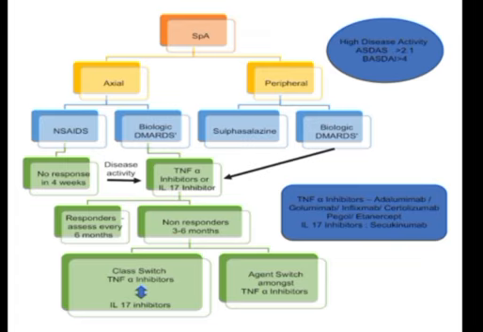Peripheral means sulfasalazine or biological DMARDs. Biological DMARDs means TNF alpha inhibitors or interleukin 17 inhibitors only. Responders are assessed every 6 months. Non-responders at 3 to 6 months means class switch between TNF alpha inhibitors and interleukin 17 inhibitors. Agents can be switched amongst TNF alpha inhibitors.